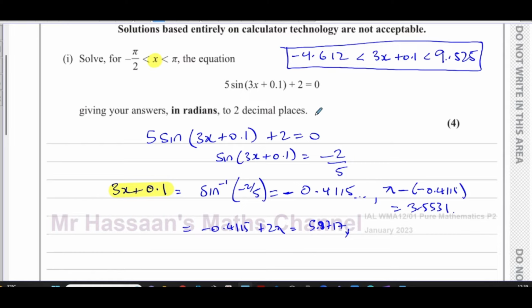Now we can think about going backwards. If I take away 2 pi from this, of course I'm going to be outside of the range because 2 pi is 6 point something. So minus 4.115, if I subtract 2 pi from it, it's going to be giving me negative 6 point something. So of course that's going to be out of the range. So these are the only two solutions from this section.